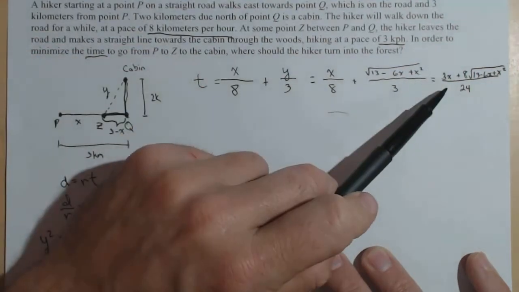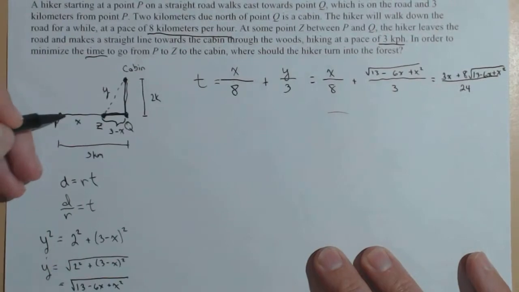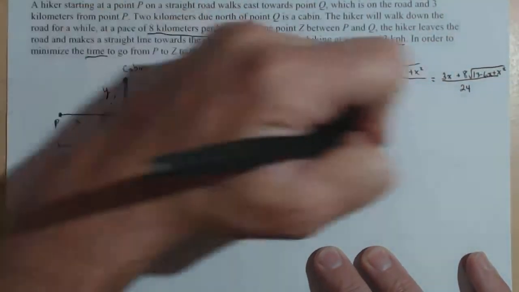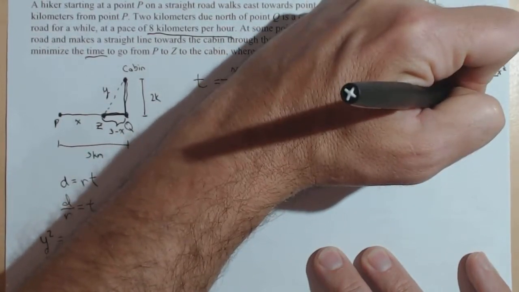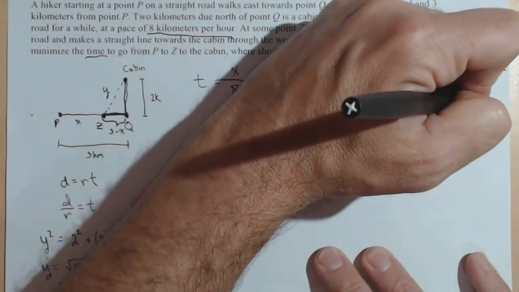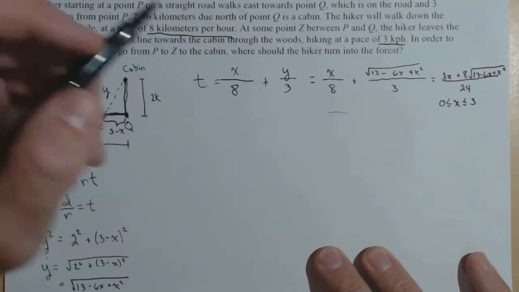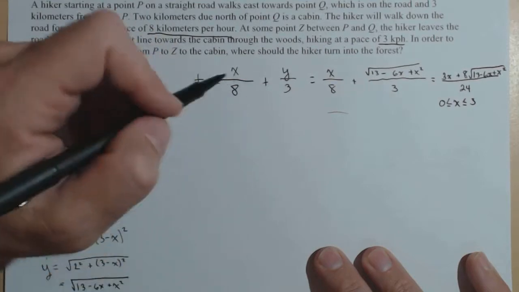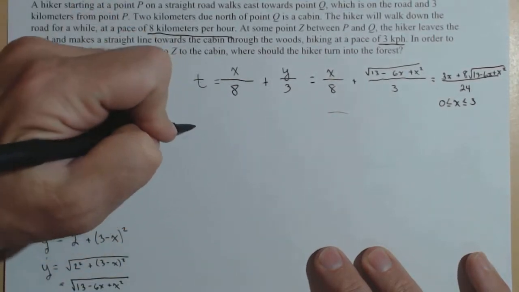Okay, we now have a function we want to maximize or minimize, and notice x has to be between 0 and 3. So let's put that here. It can't be any smaller than 0, because why would we walk backwards first? And it can't be any larger than 3, because why would we pass this up and then walk to the cabin? So we are on a closed interval, so we're guaranteed to have an absolute maximum and an absolute minimum.